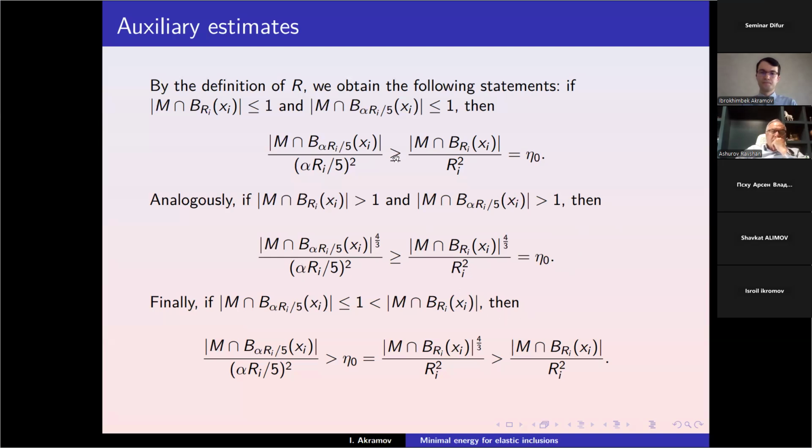Why is the upper inequality correct? Intersection M B alpha RE greater than intersection M B R without alpha.